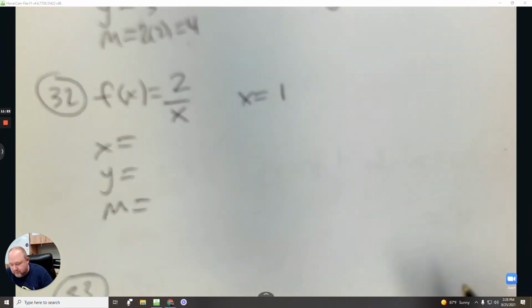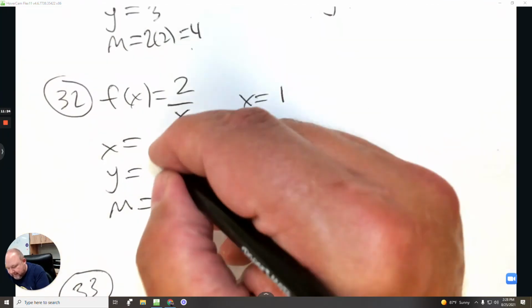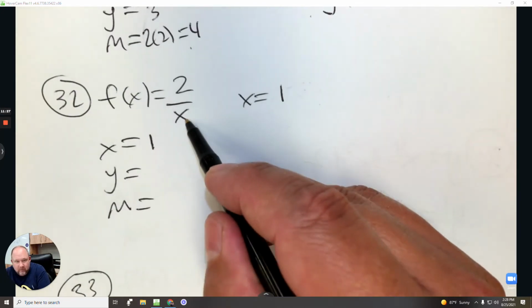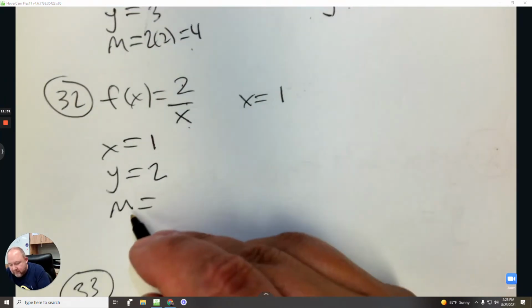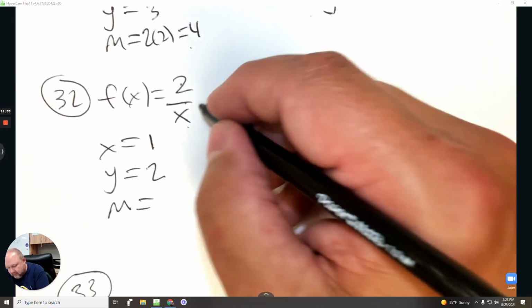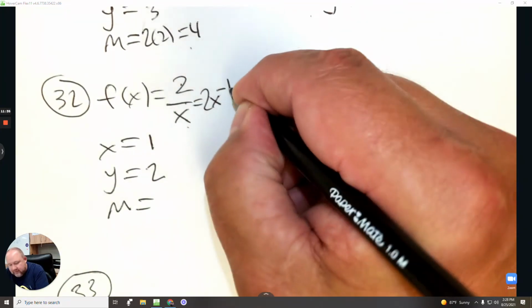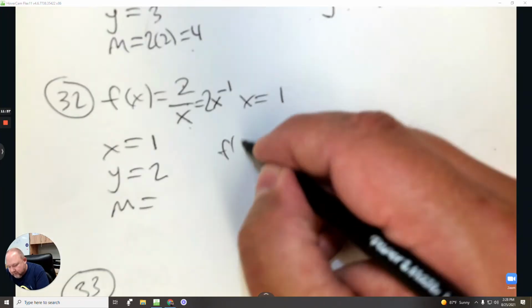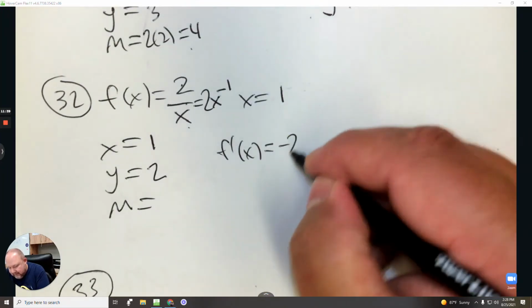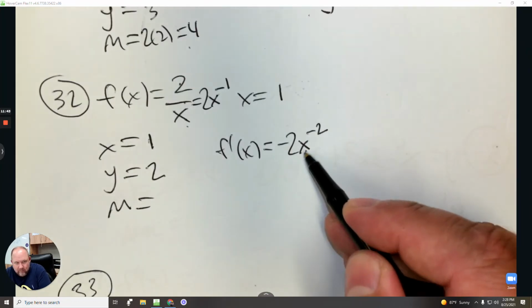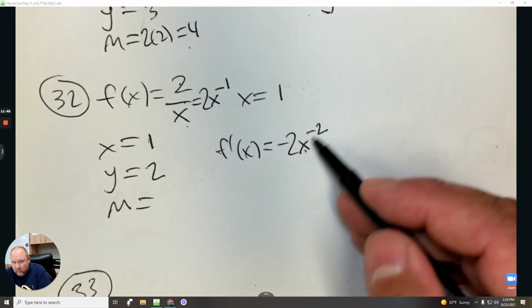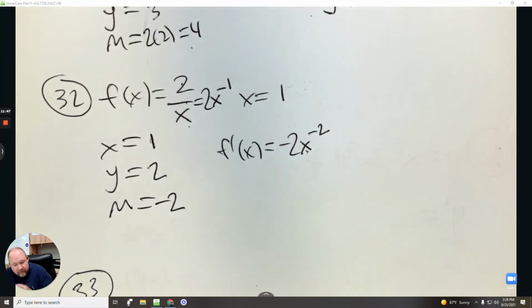Same thing here, press pause. So the x value is 1. Plug in 1 for x. 2 divided by 1 gives you a y value of 2. To find the slope, well, first of all, we're going to write this as 2x to the negative 1. And then the derivative of that is negative 2x to the negative 2. Plug 1 in. 1 to any exponent is 1. So the answer is just negative 2.